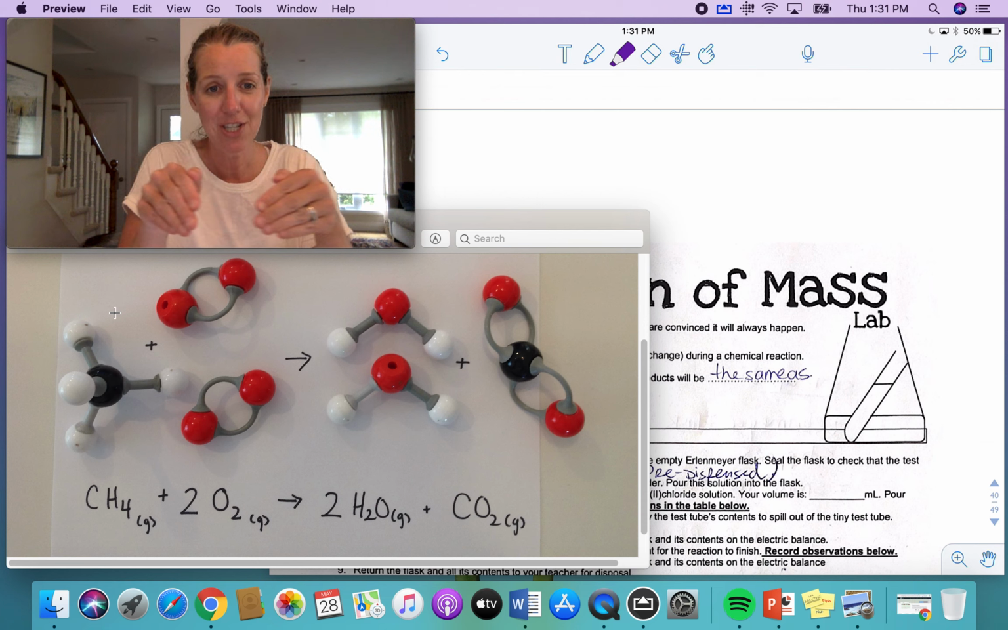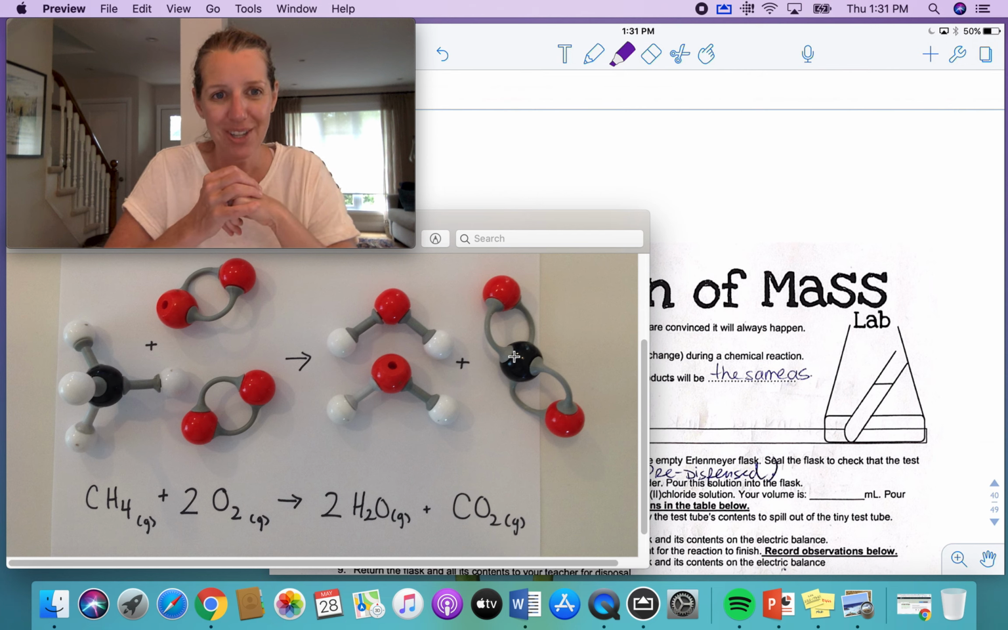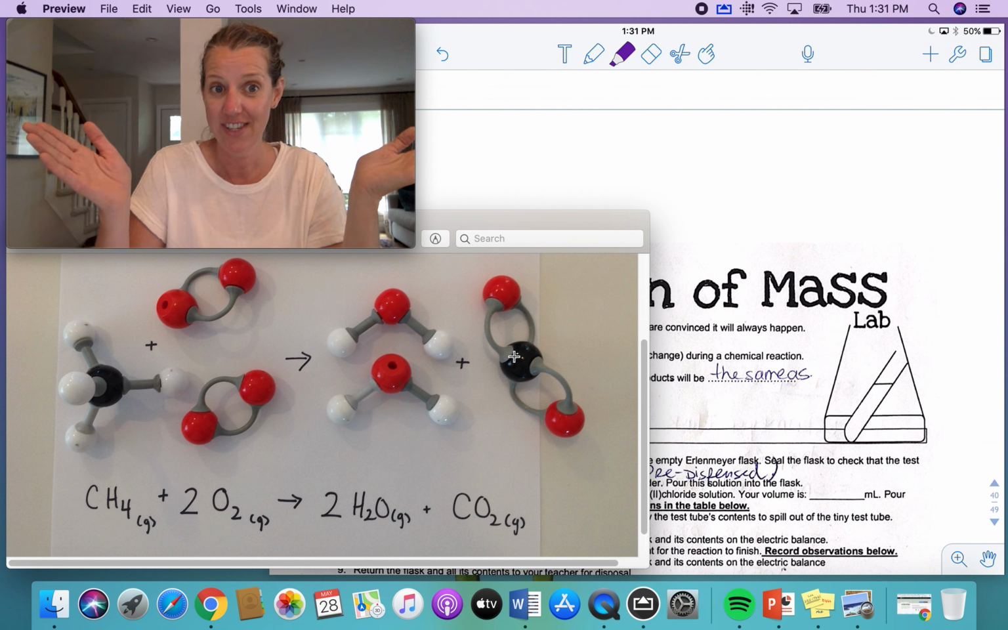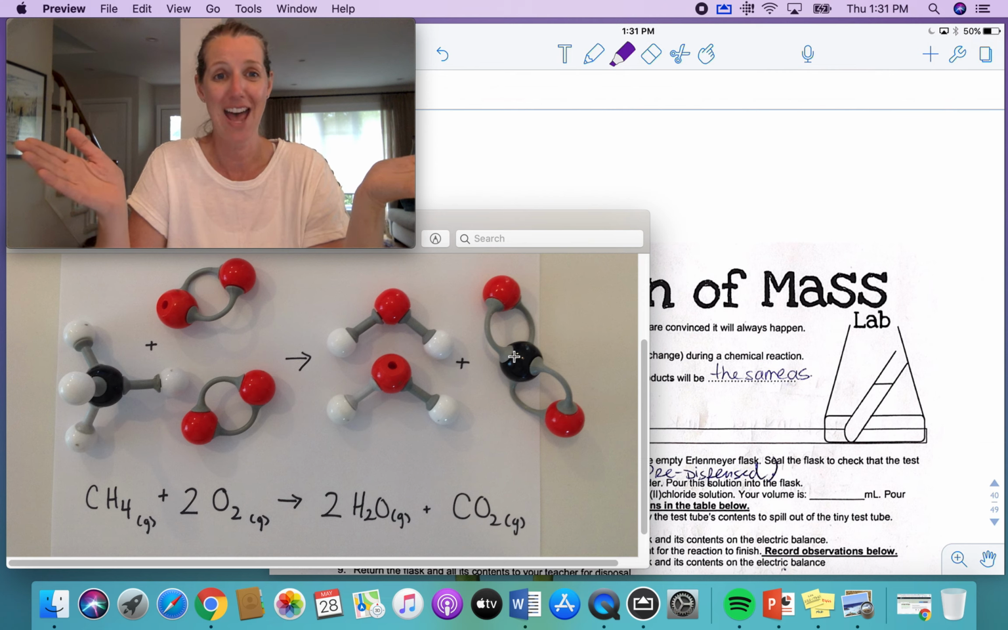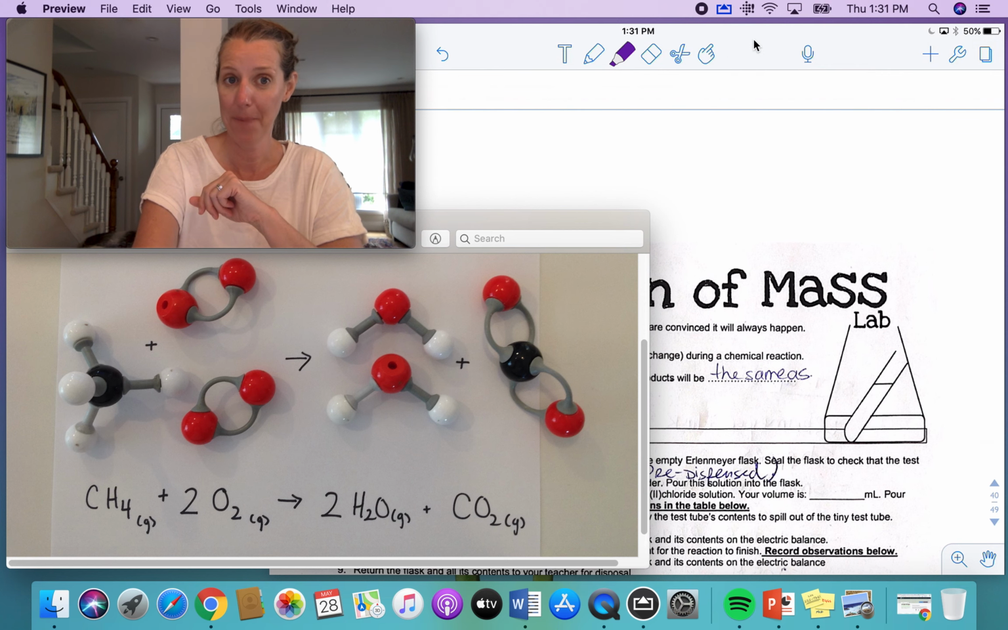It just so happens that for this reaction to take place, I need 1 molecule of methane and 2 molecules of oxygen, and I've got enough atoms on that side to make 2 molecules of water and 1 molecule of carbon dioxide. Mass can't be added or lost, and that's actually a law. We know that to be a fact. So in any chemical reaction, matter just can't disappear.